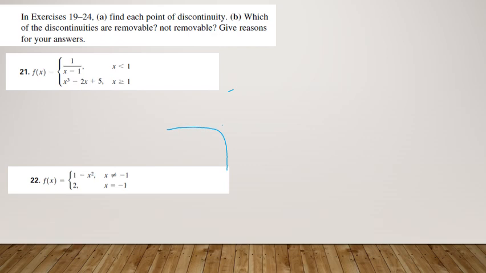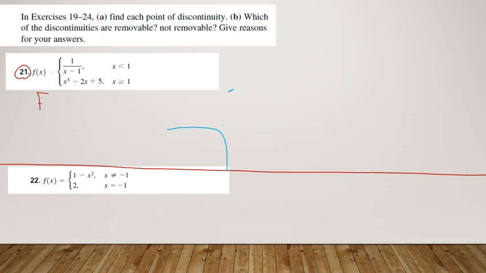Regarding question number 21 and question number 22, let's start with 21. In question number 21, I have a piecewise function: 1 over x minus 1 when x is smaller than 1, and when x is greater than 1, it's x to the power 3 minus x plus 1.